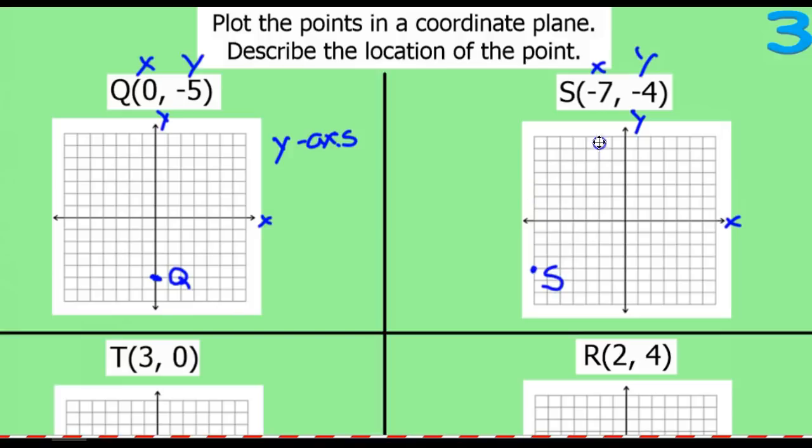Now we have to describe that location. This looks like it's in one of the 4 boxes. Remember, this is quadrant 1, this is quadrant 2, this is quadrant 3, and this is quadrant 4. Quadrant 3 is where S is, so I'm going to say quadrant 3. I'm going to shorten it to quad 3. Or if you wanted to write it in Roman numerals, I, II, III.